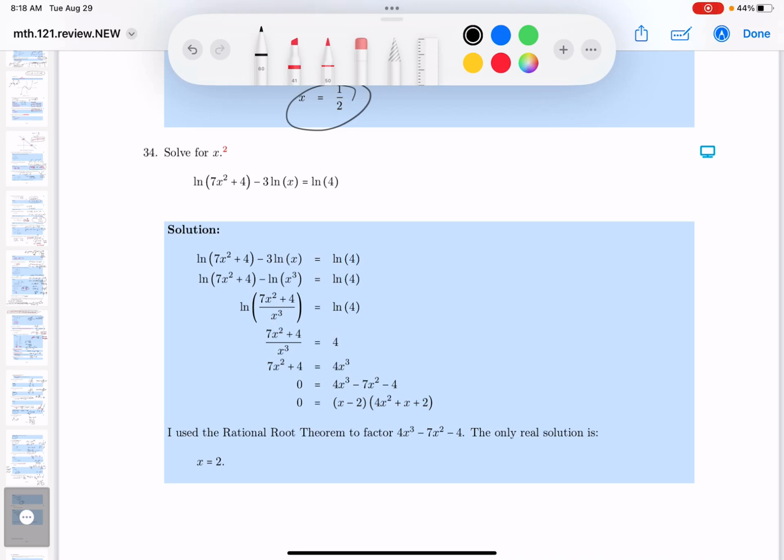Okay, number 34 is an equation, it's a logarithmic equation. My recommendation is to simplify each side. So the first thing to do is these are natural logs, which means base e. That's going to be the natural log of 7x squared plus 4. There's not much I can do about that.